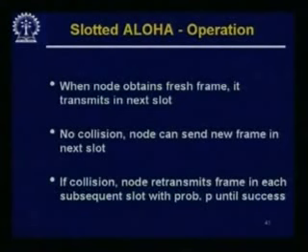For example, suppose within the span of the fifth slot, three different stations have gotten ready to transmit something. Now what will happen is that at the beginning of the sixth slot all three will start communicating and all three will collide. So when a node obtains a fresh frame, it transmits in the next slot.